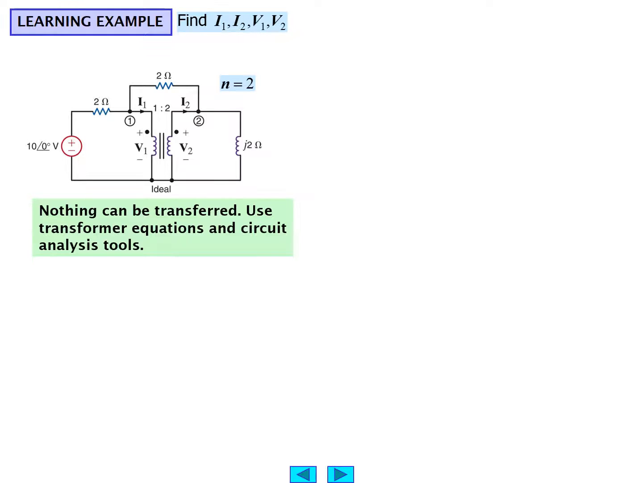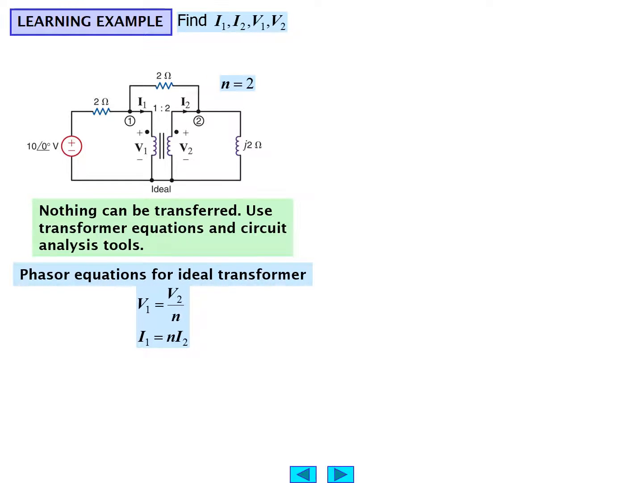Well, little n still is equal to 2. That doesn't change. So the phasor equations for the ideal transformer also don't change. The voltage V1 is V2 over little n, and the current I1 is equal to n times I2. And because of the dot notation, we have that particular representation.